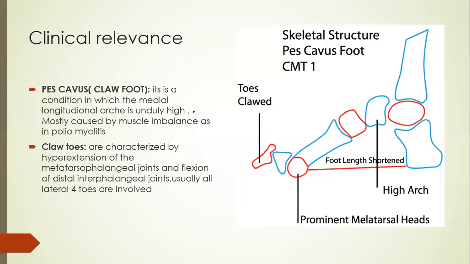Now, what is the clinical relevance here? Pes cavus. It is a condition in which the medial longitudinal arch is unduly high.